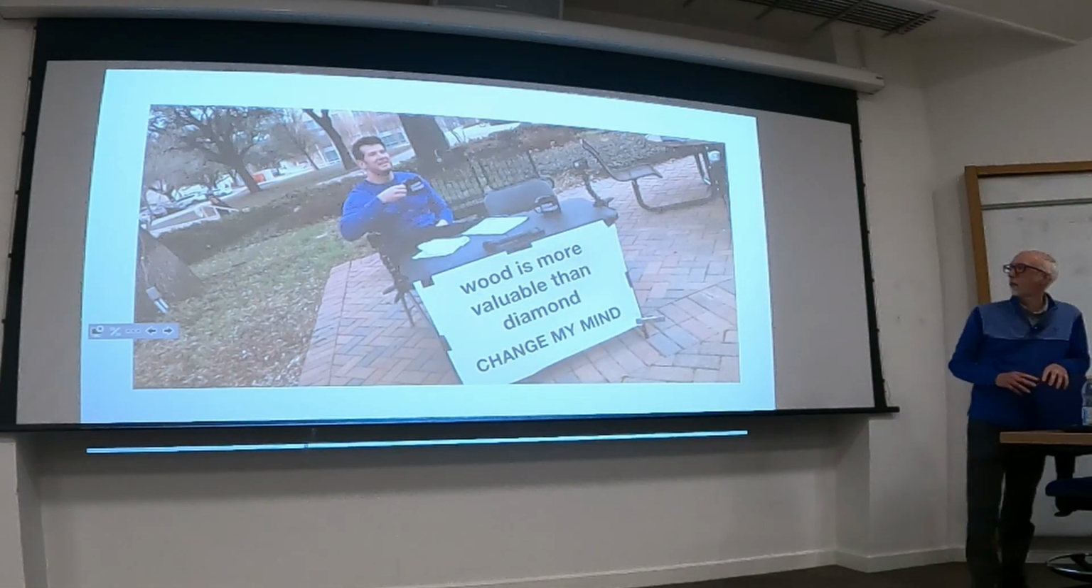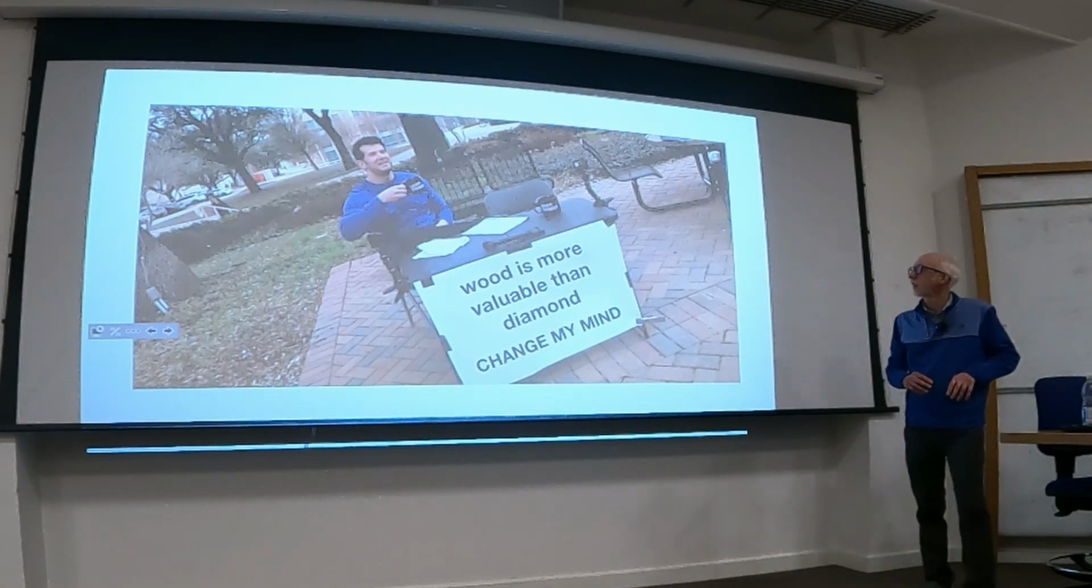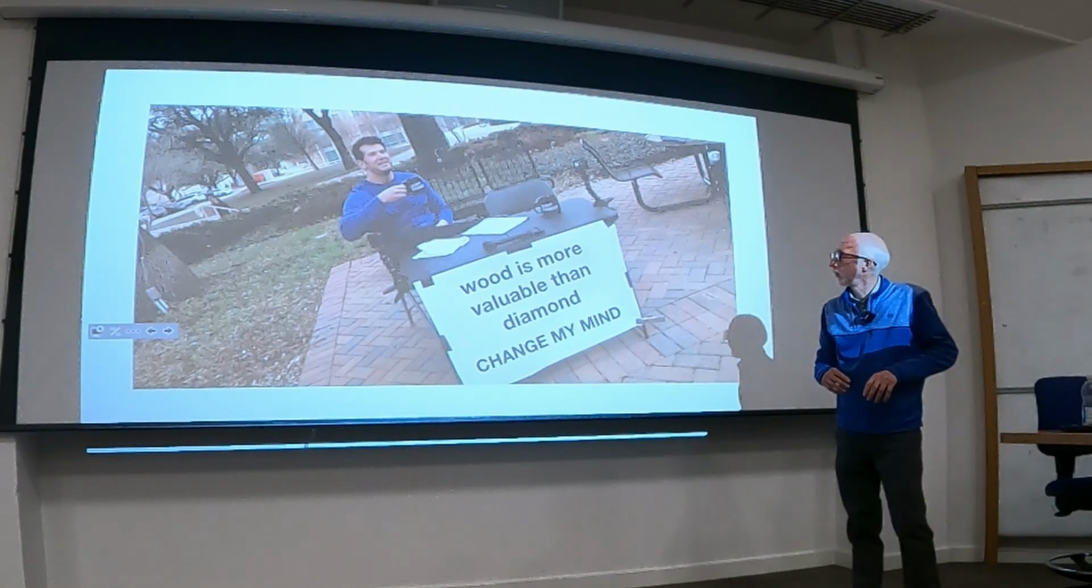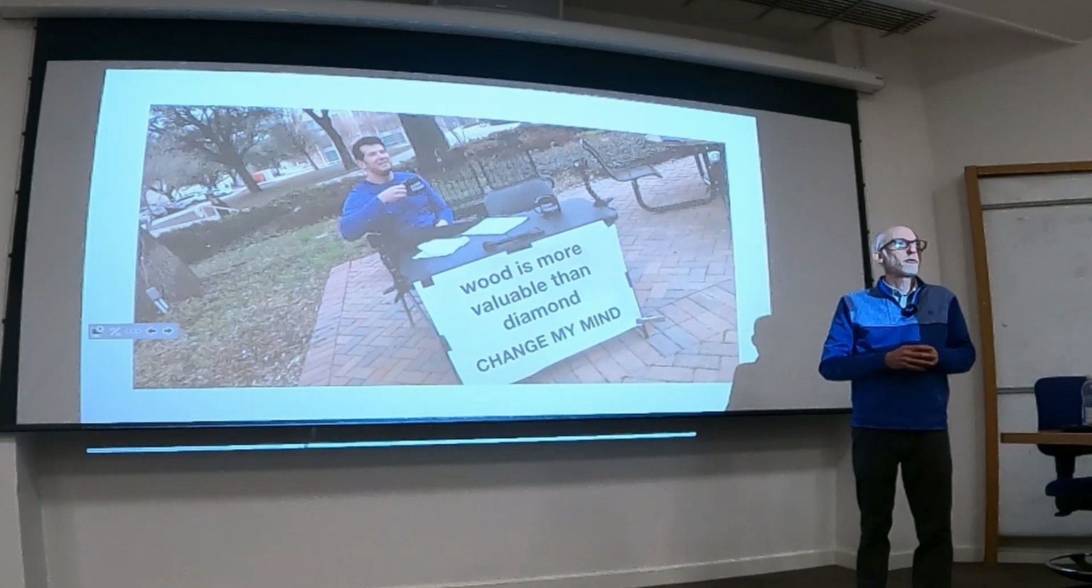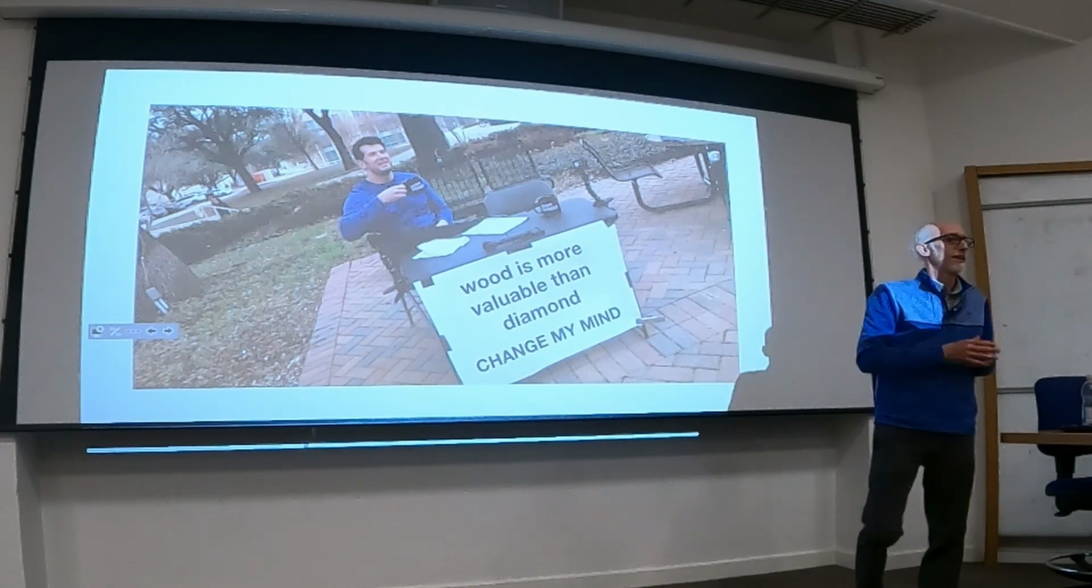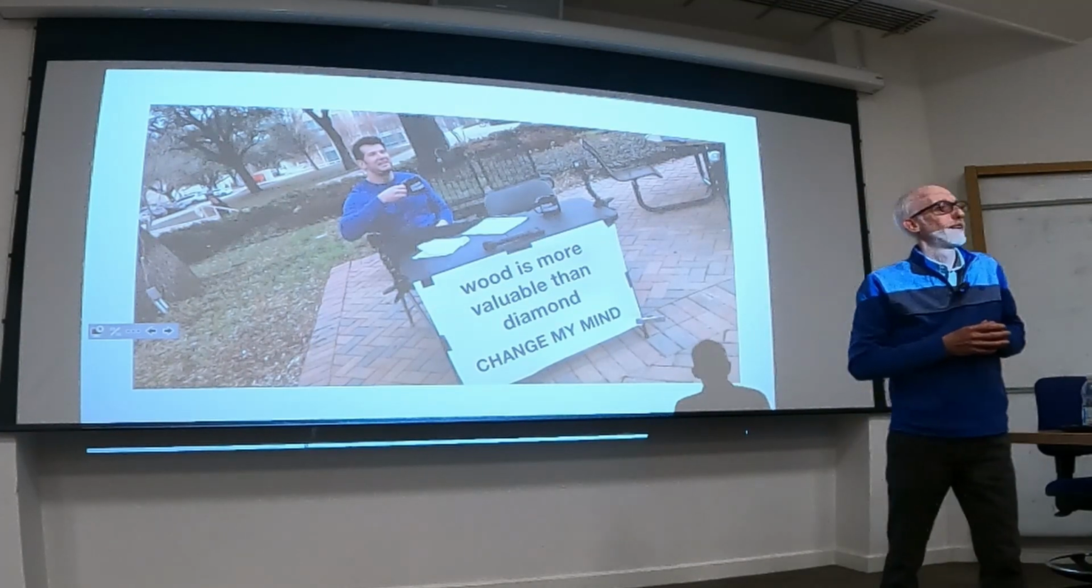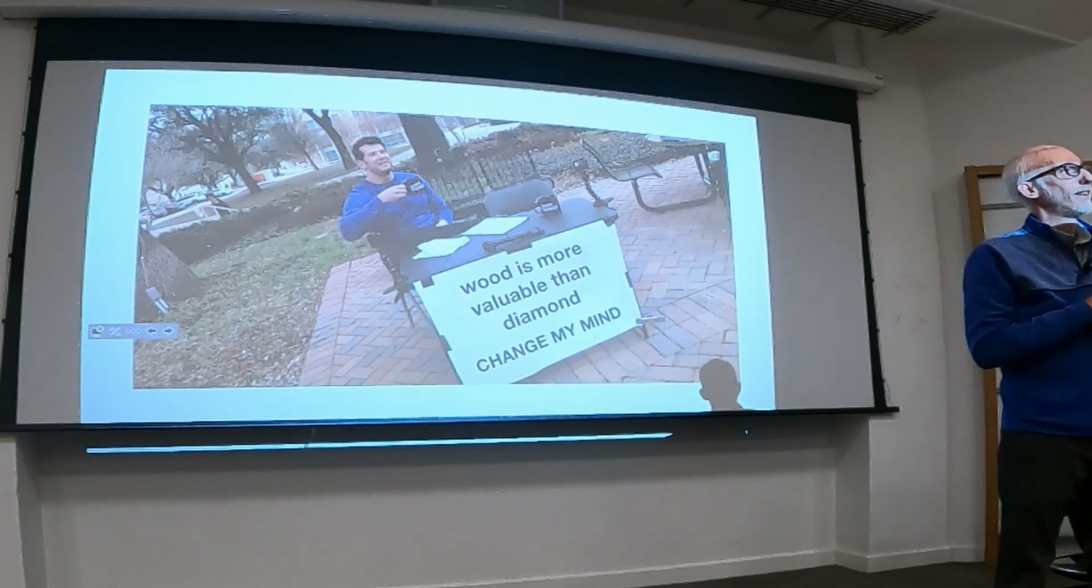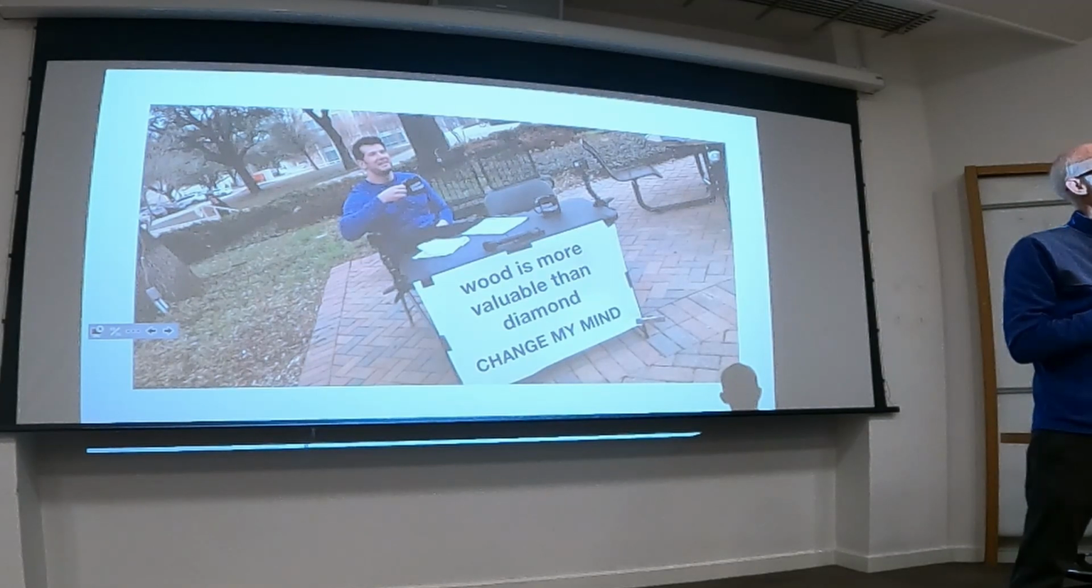Now, why would I say that? It's quite a strange slide. Wood is more valuable than diamond. Would anyone like to guess why? Because with wood you can make materials and actually use it. Well, diamond is strong, but it's very difficult to mine and it's extremely expensive.